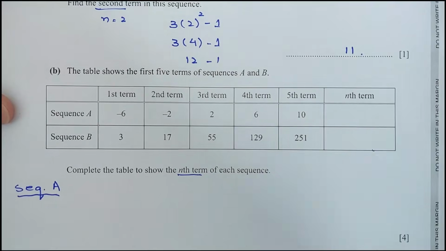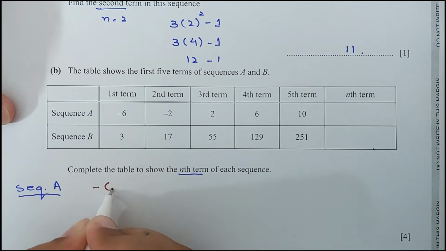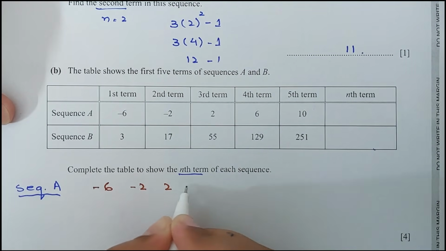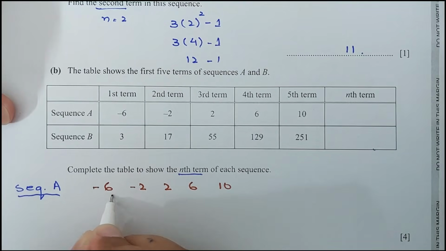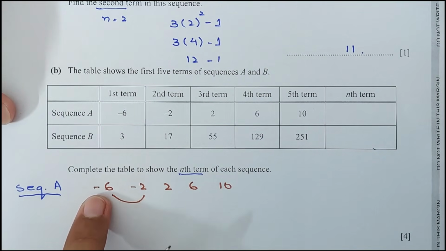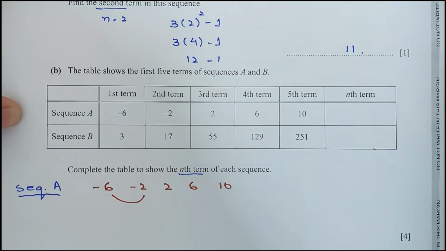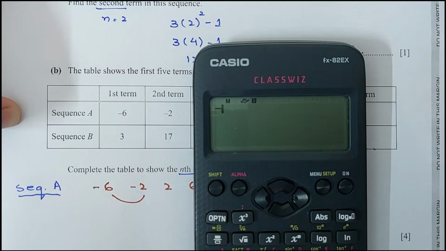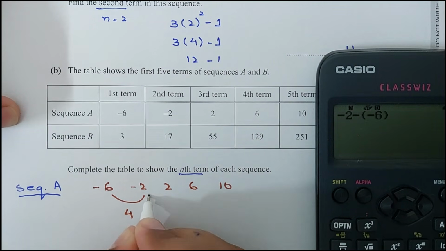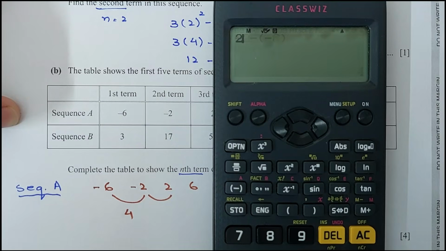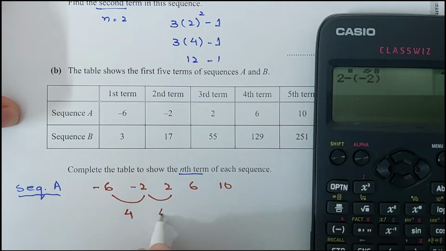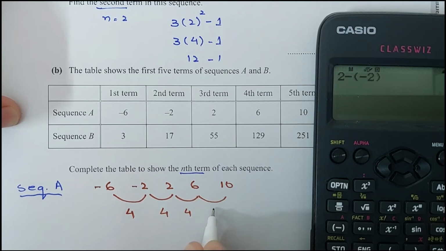For sequence A, we have -6, -2, 2, 6, and 10. Find the first difference. Between -6 and -2, the second term subtract the first term, 4 is the difference. Then 2 minus -2, again 4 is the difference. Between 6 and 2, 6 take away 2 is 4. And 10 take away 6 is again 4.